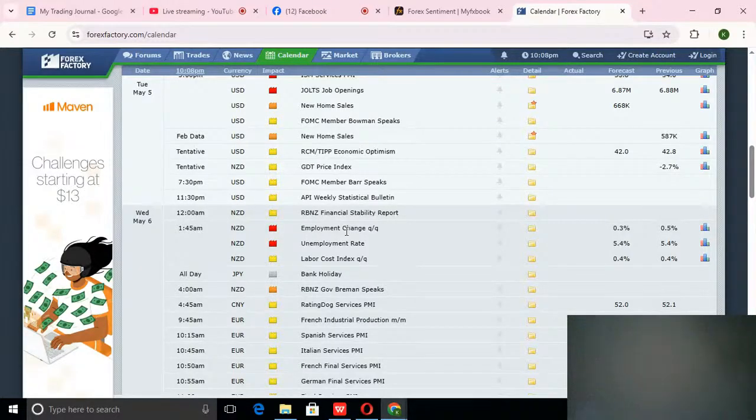And you can see previously it was at 0.5. This time around, they are expecting a drop, but let's wait and see how it's going to be. So, if the actual comes out greater than the forecast, that is good for the New Zealand dollar.